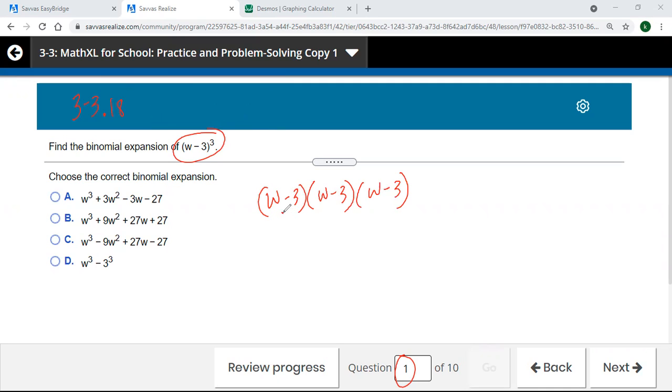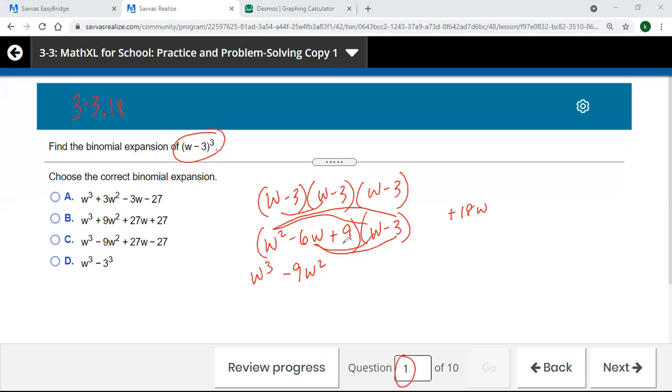If you multiplied one of these out, you'd have w squared minus 6w plus 9, and then you would be taking it times another one. If you did that one out, you'd have the w cubed from those two, a negative 3w squared and a negative 6w squared, that's negative 9w squared. You'd have a positive 18w there and a positive 9w here for 27w. And lastly, the 9 times negative 3, negative 27.